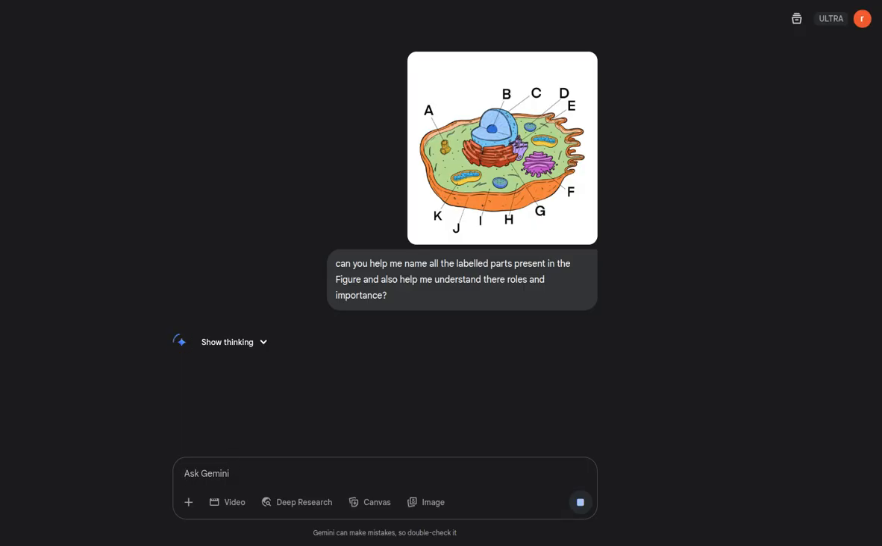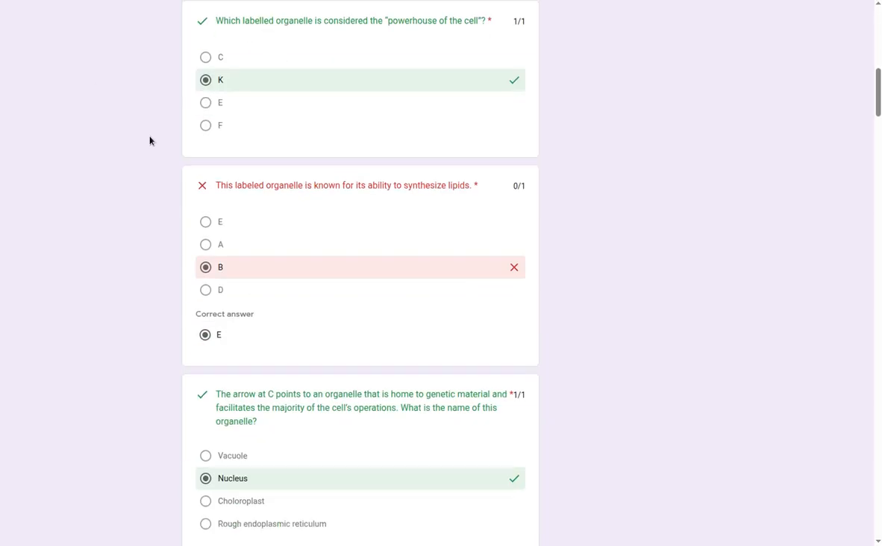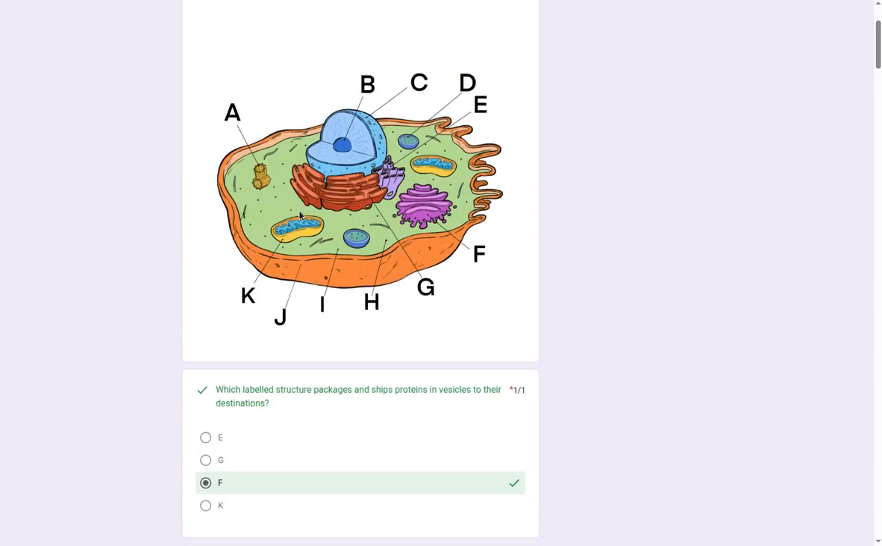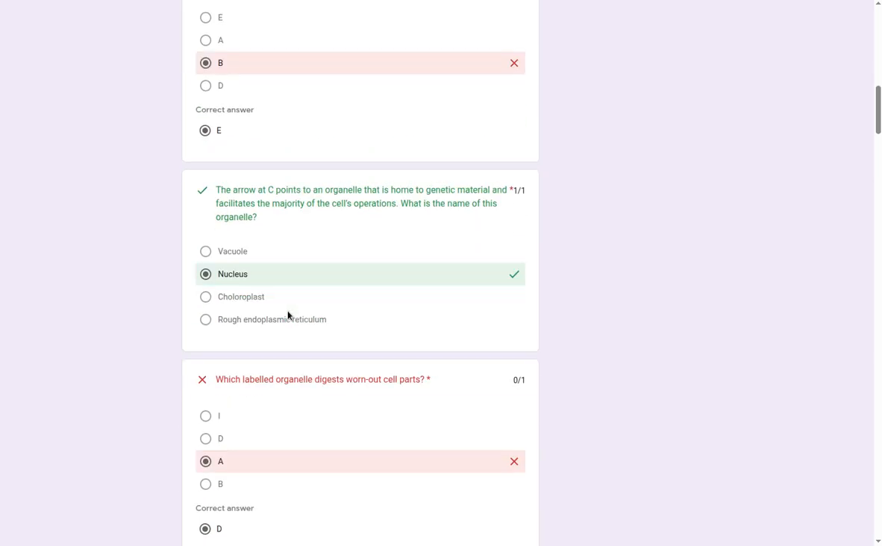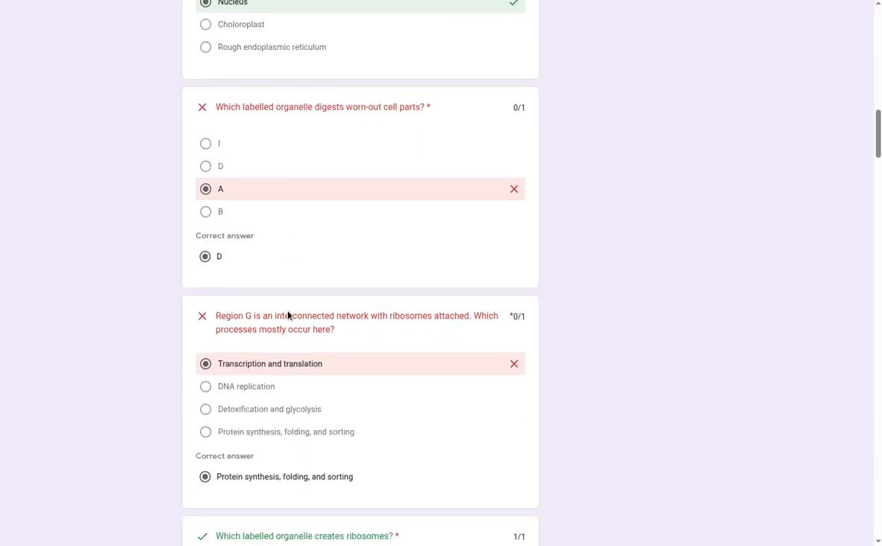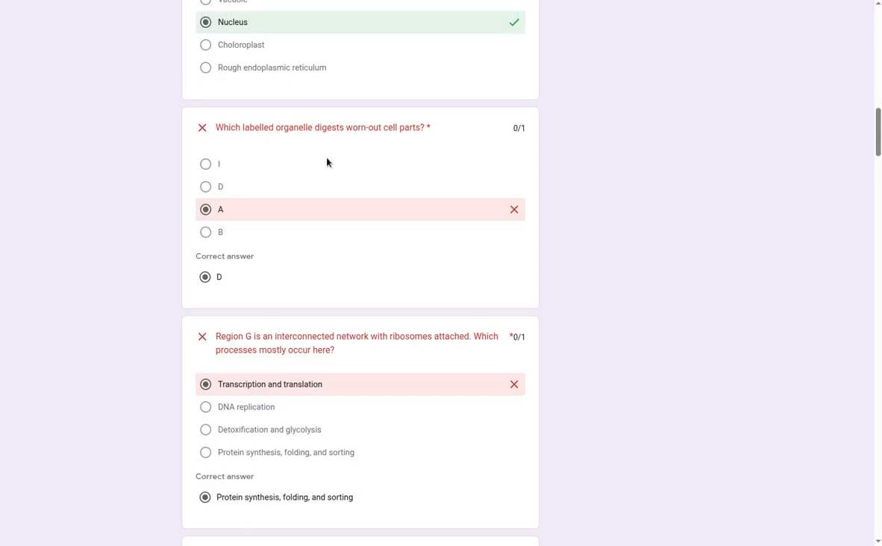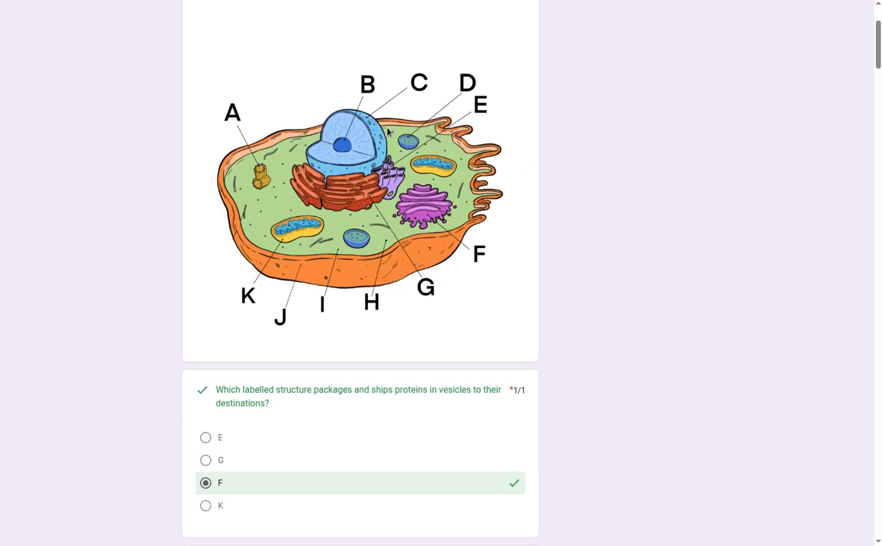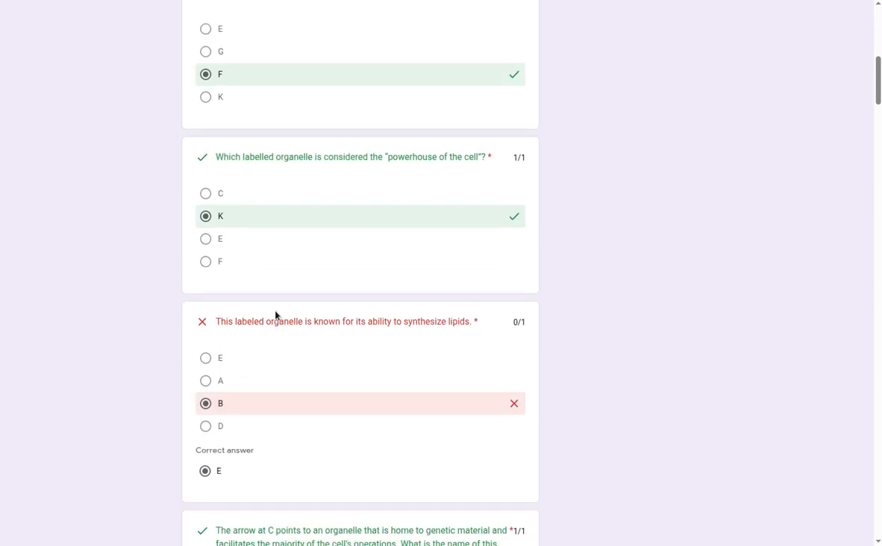Let's go back to the quiz results. You can see the labeled organelle is known for its ability to synthesize lipids. Okay, so it shows the answer is E. With this one. Okay. Which labeled organelle digests worn out cell parts? Okay, that's D. Okay.